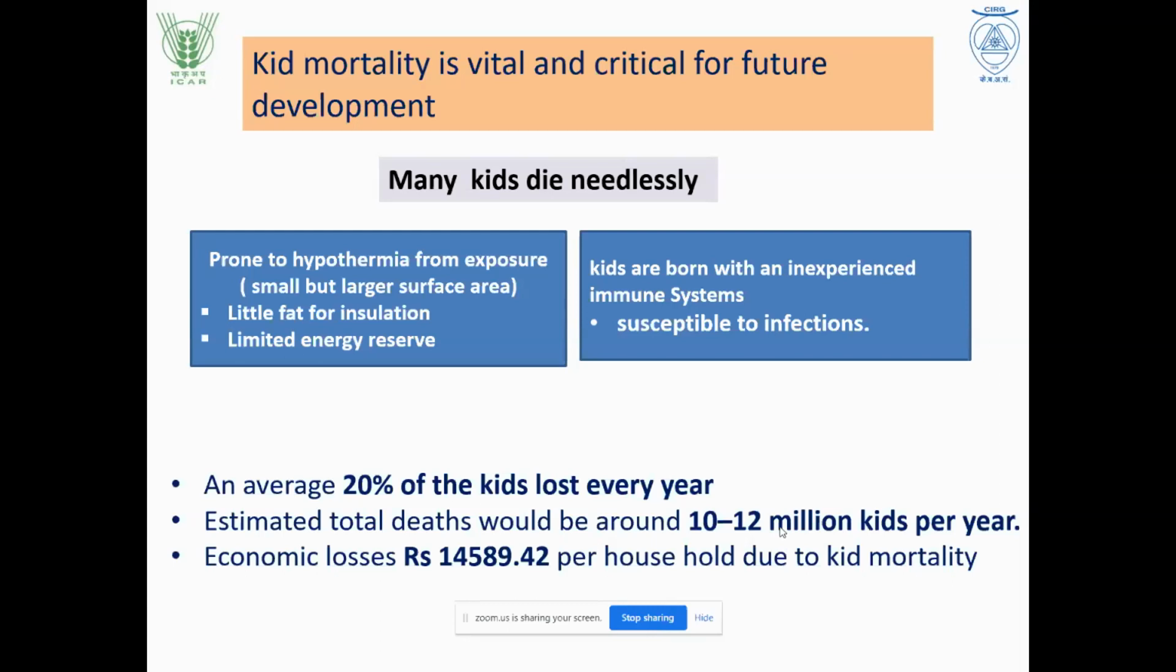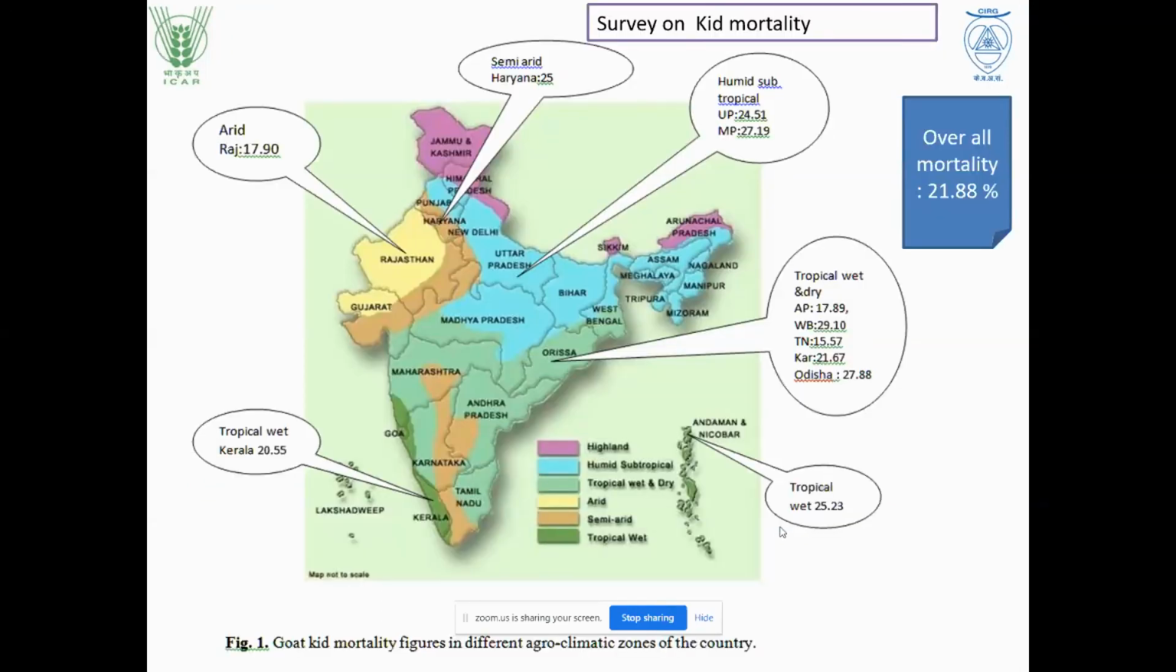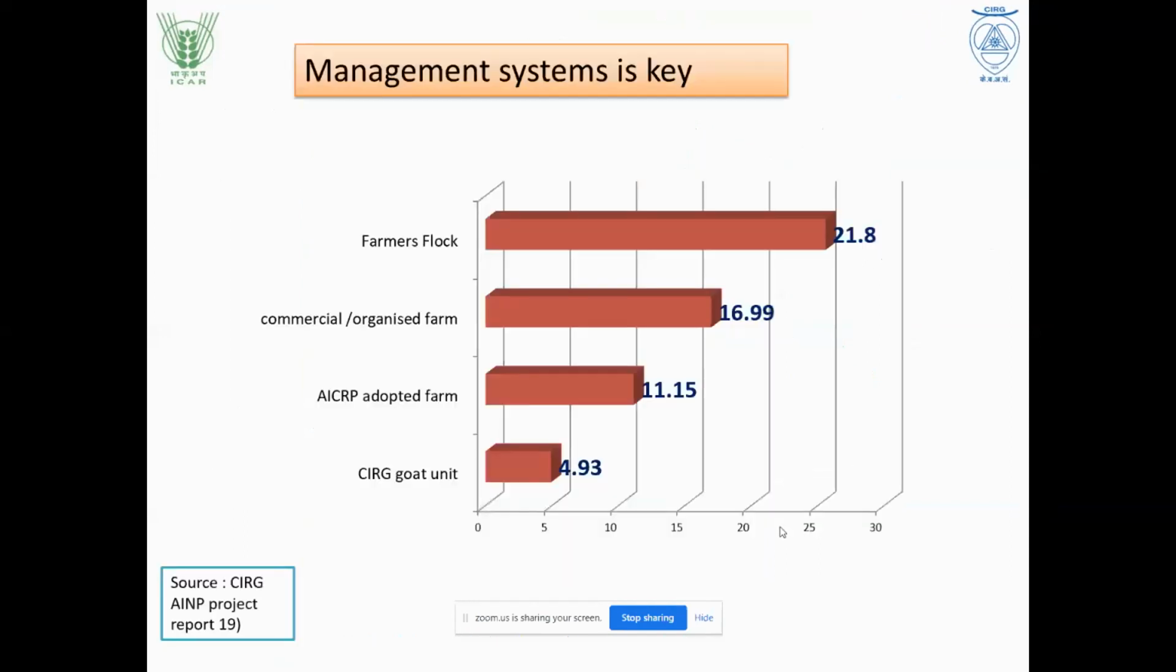It is very high where animals are reared in the farmer system and they are not providing any kind of preventive measures. So in different agroclimatic conditions, the mortality varies, but definitely it is a cause of concern in every place. But overall mortality comes to 22%. In kid mortality, management plays a very important role. It is key in kid mortality. If you see certain statistics or figures in the different rearing models, in the farmers' flocks, the mortality is almost 22%.